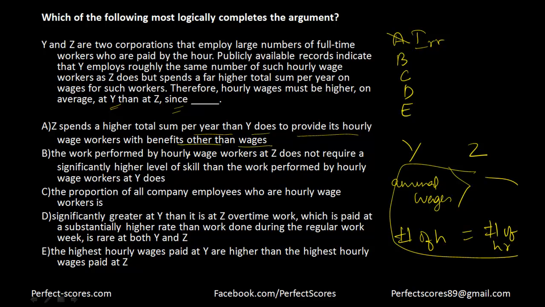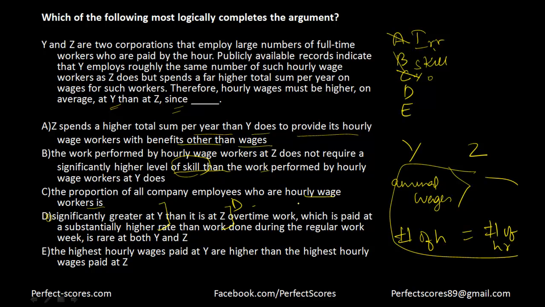B says the work performed by hourly wage workers at Z does not require a significantly higher level of skill. Now remember, this is wrong because the word is incorrect. We are not talking about skill at all. C says the proportion of all company employees who are hourly wage workers is, so I think there's something missing over here, so something is significantly greater at Y than it is for Z. Right? So let me correct this. But again, the percentage is not relevant.